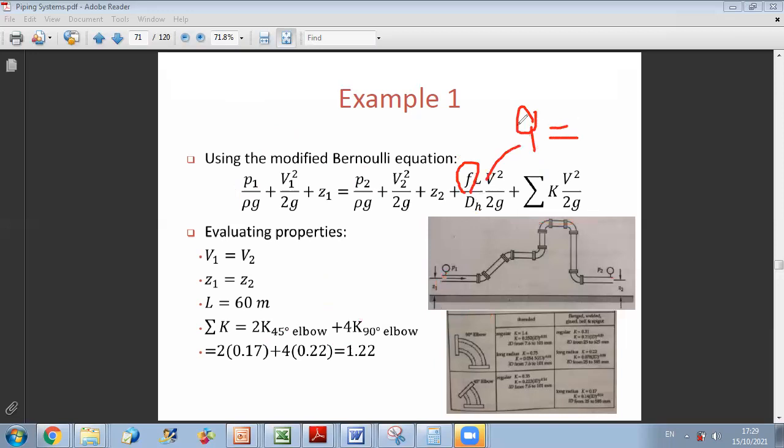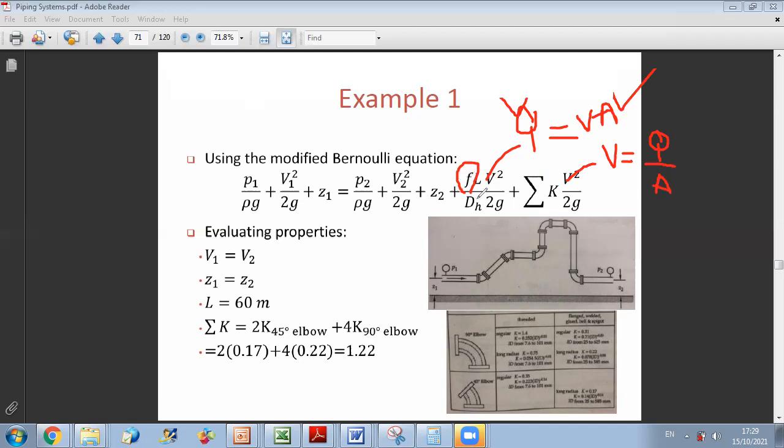The flow rate Q is given, so you can calculate the velocity V. You say that Q is V times area. You have the area because you know the inner diameter. So this velocity can be calculated by V equal to Q over A. In order to get delta P, you need the friction factor.